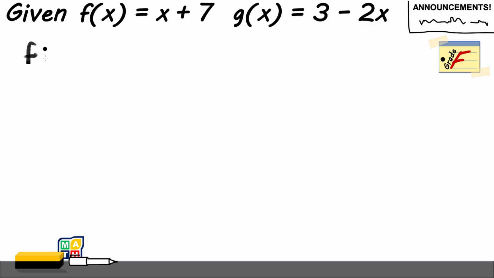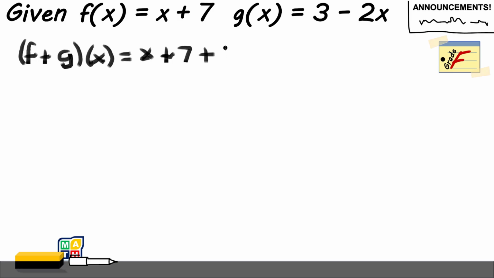Let's start with this notation: f plus g of x. This notation signifies that we are going to add the two functions. So we just simply need to place them into one expression and add them. For f of x, you will have x plus 7, and then you are going to add the entire expression for g of x.